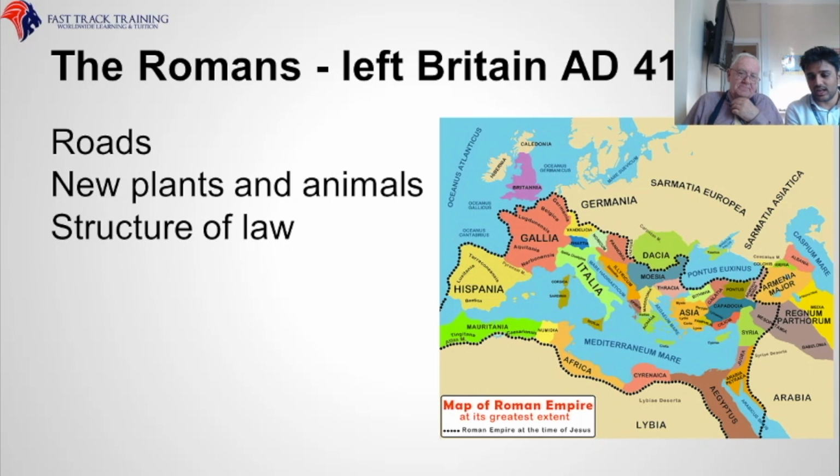There were new plants and animals brought from across the entire empire. As you can see on the picture, this was the empire. If you can spot your own country on this list, then you will have ancient Roman monuments in your country. There was a brand new structure of law that they introduced. So in your exam, what did the Romans leave behind? Roads, plants, animals, and a structure of law. Yes, they were very powerful and very far-reaching.